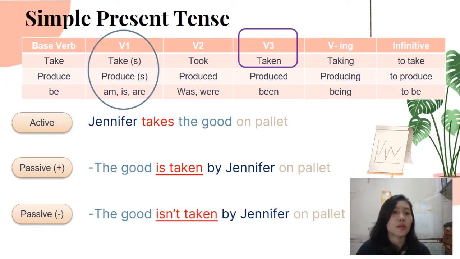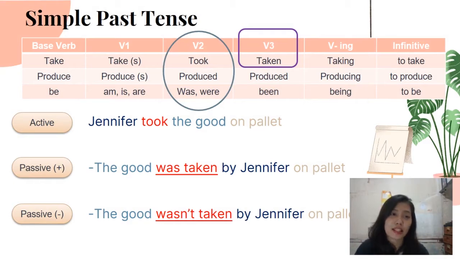We begin with the simple present tense. The simple present tense uses the verb 1 column. The active sentence is: Jennifer takes the good on pallet. If we change it to a positive passive sentence: the good is taken by Jennifer on pallet. And the negative passive sentence is: the good isn't taken by Jennifer.